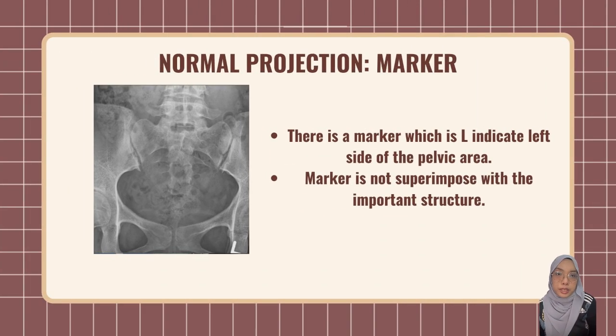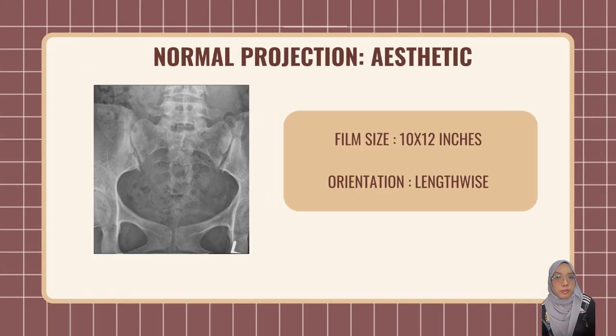Next on the placement is M, which is marker. In this radiograph, the marker is visible and it is not obscuring any anatomy that is needed in this radiograph. Next is A, which is aesthetic. The film size that was used is 10 to 12 inches. It was used lengthwise, and there is no evidence of motion.